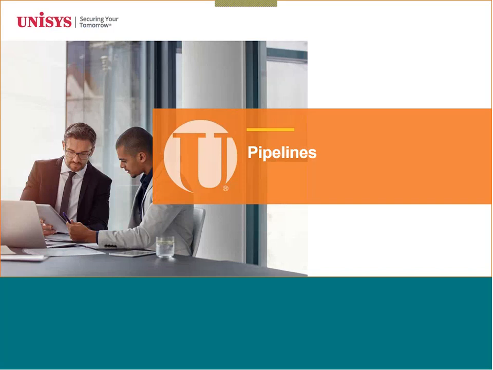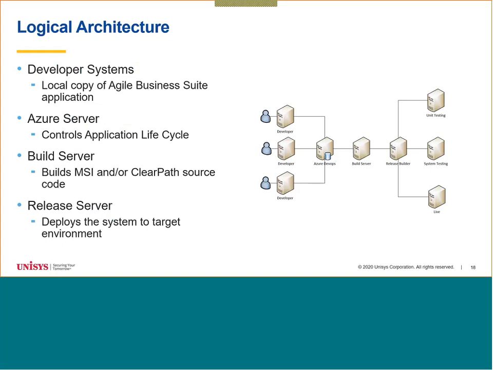And the way Azure DevOps works, it uses something called pipelines to control the process. And within a pipeline, there is a logical architecture of what's going on. So on the right, we have a whole bunch of logical servers. They don't have to be physical servers. In many cases, you could put the whole lot onto one server if you want.